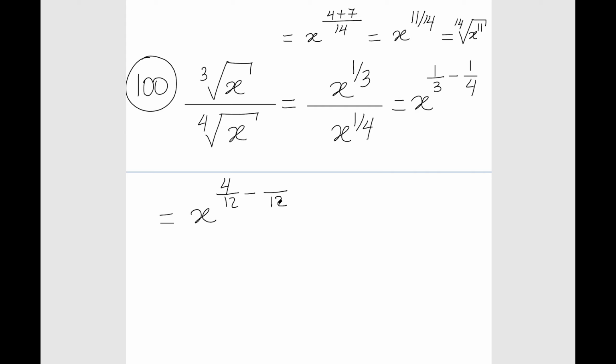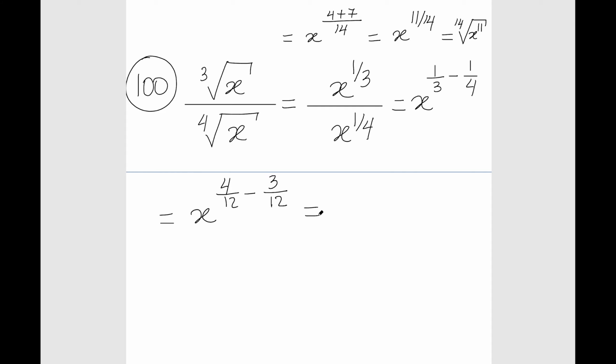And to pass from 4 to 12, you multiply by 3 downstairs, and you gotta also multiply by 3 upstairs to preserve the value of the quotient. So this is gonna be 3 over 12. If you want to test it back, 4 divided by 12, simplify by 4, you get 1 over 3. And here, simplify by 3, you get 1 over 4.